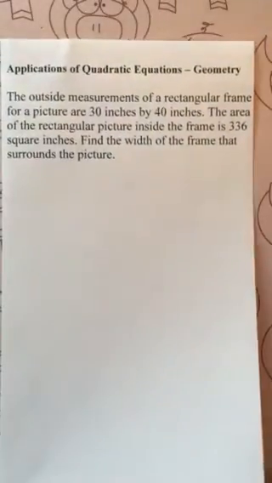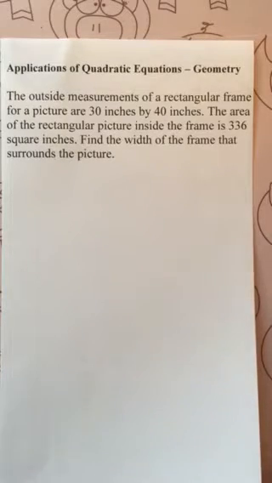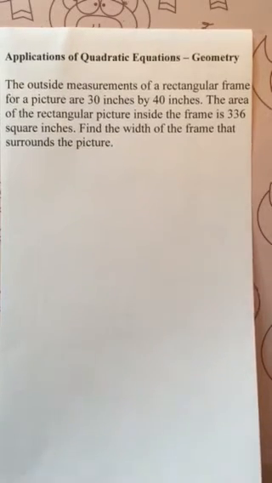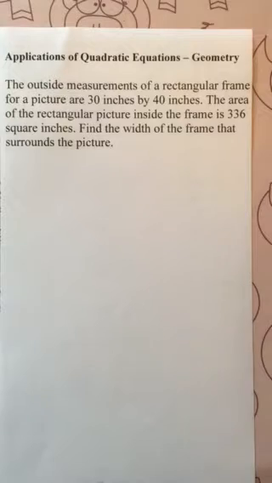Let's look at some applications of quadratic equations, and specifically I want to look at a geometry application. The outside measurements of a rectangular frame for a picture are 30 inches by 40 inches. The area of the rectangular picture inside the frame is 336 square inches. Find the width of the frame that surrounds the picture.